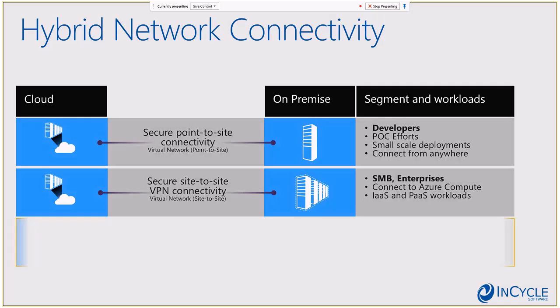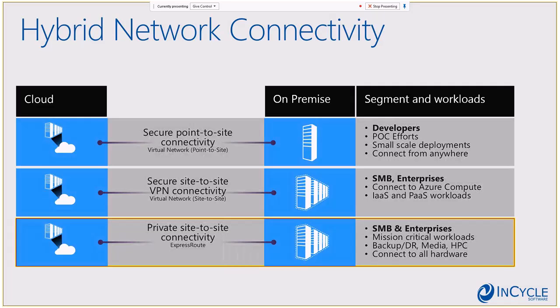This is where we get into a private site-to-site connectivity through ExpressRoute, and I would want to look at that type of connectivity if I need dedicated or very specific bandwidth. It's for mission-critical workloads, backup, disaster recovery are another prime examples.